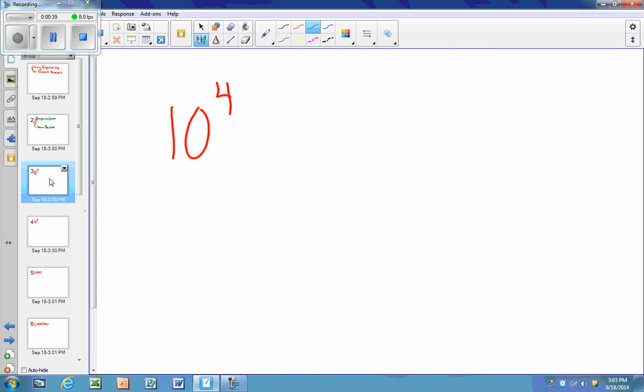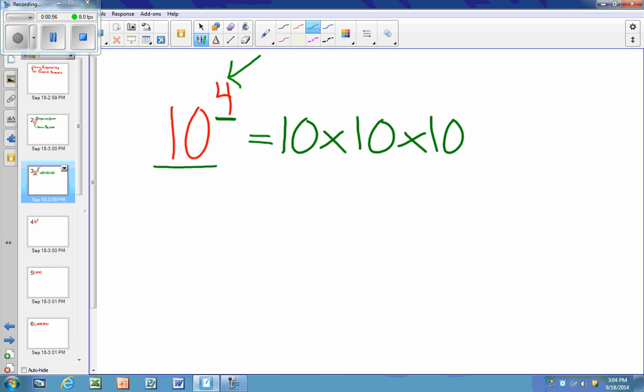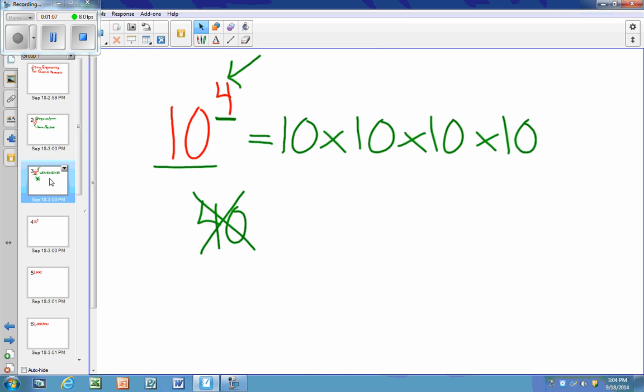What exactly does 10 to the fourth power mean? It's 10 to the fourth power because this is a 4. It tells me to take my base number, which is right here, and multiply it that many times. So it's 10 times 10 times 10 times 10. It does not mean 10 times 4. It is not 40. 40 is not the answer. It's 10 times 10 times 10 times 10.